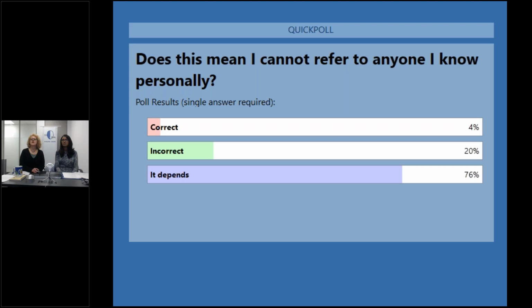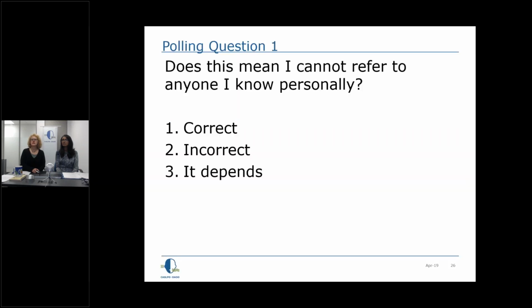So, as you can see, most of you said it depends. Let me tell you, that's always a safe answer with the college. And especially conflict of interest, it's often contextual. 20% said incorrect, which I can certainly understand why people might choose that option. But let me take this away and back to our slides and show you.